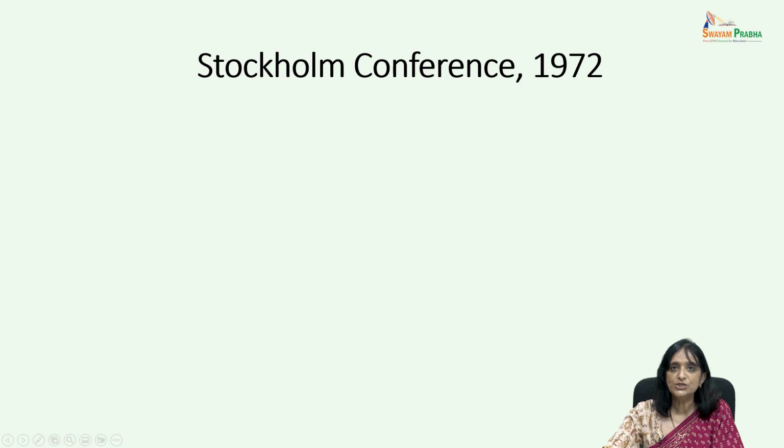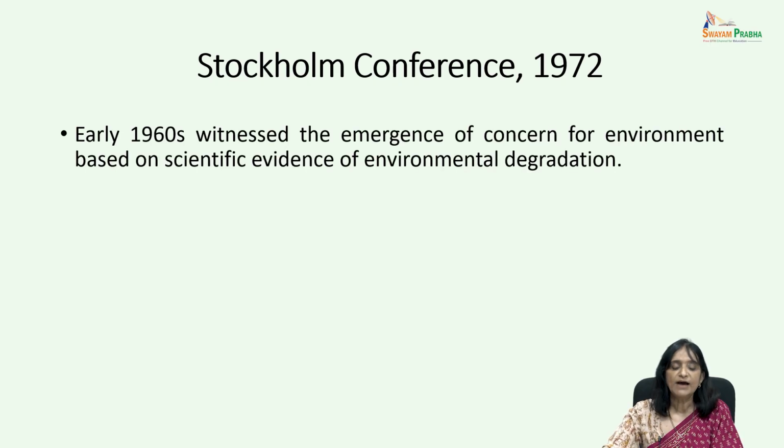Now, let us have a look at the Stockholm Conference 1972. We have already seen a brief overview of this conference. As we all know, environmental concerns gained momentum with the emergence of concerns for the environment based on scientific evidence of environmental degradation. It was thought that environmental degradation was going very fast, particularly after industrialization. Therefore, when scientific evidence emerged that the environment is degrading very fast, or that global warming is picking up, the world witnessed this transition.